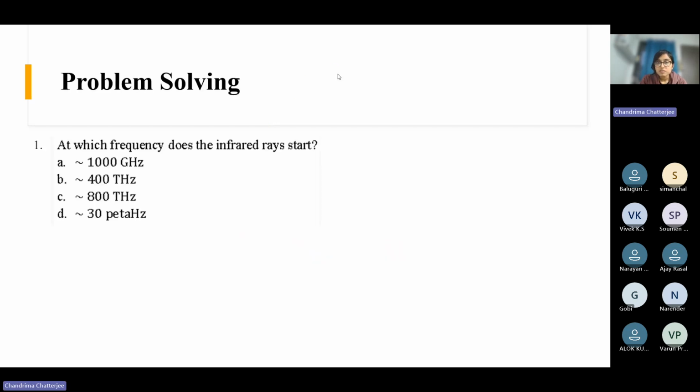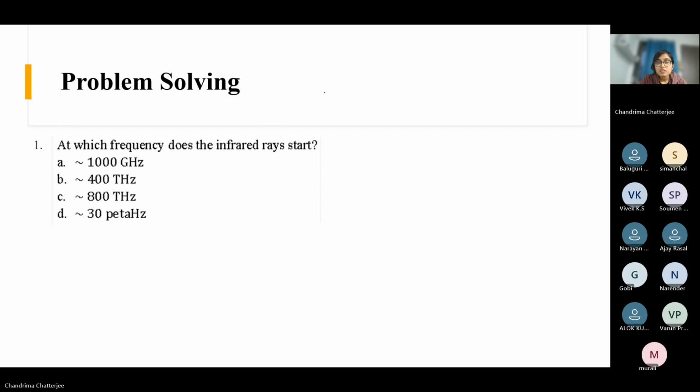Okay, people are still joining, so I think I will wait a minute or two so that everybody joins and then I can start the numericals.